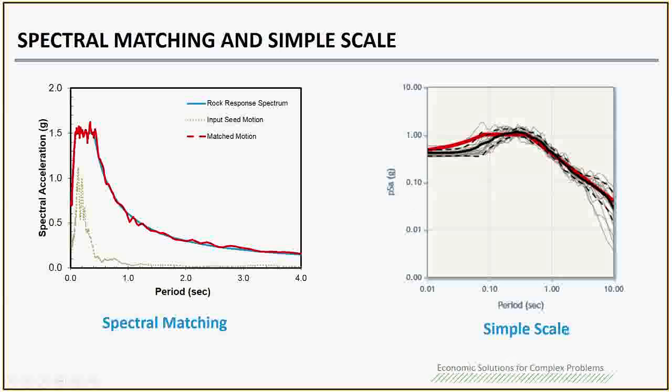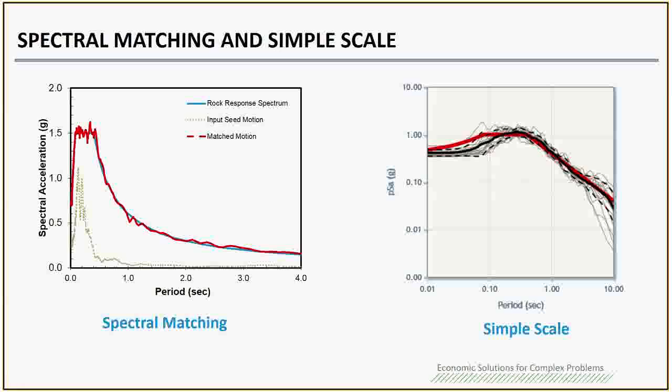There is a free program, RSPMatch, which can do this type of analysis. Another way is simple scaling. You find a bunch of input motions, more than 5, and apply a different scaling factor to each input motion. Eventually, you average all the input motions and get an average response spectrum, like in this example, the dark black line. The red one is the target response spectrum. In this case, after 0.1 seconds, they are a close match.